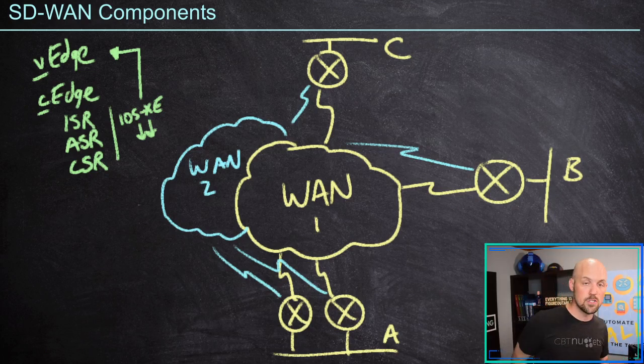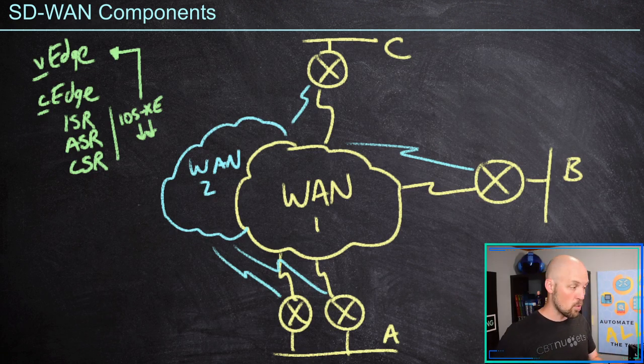One is a full-fledged Cisco iOS XE router. The other one would be an SD-WAN version. We're running the SD-WAN image, a different software set, on the same hardware.